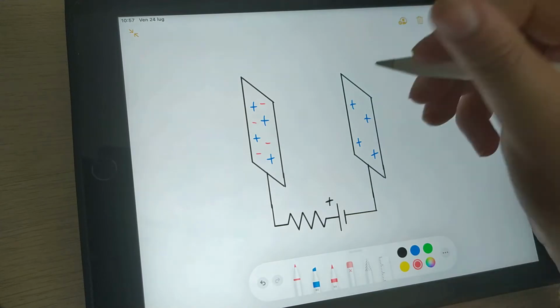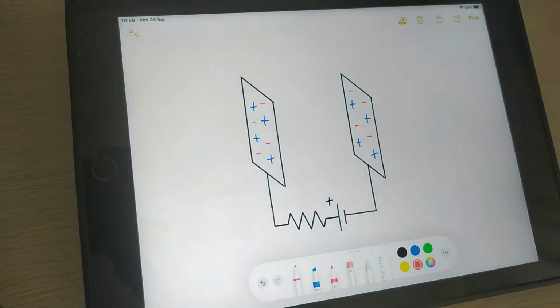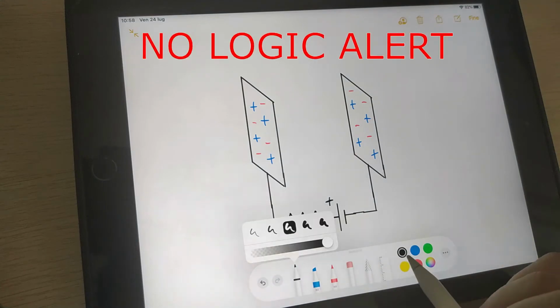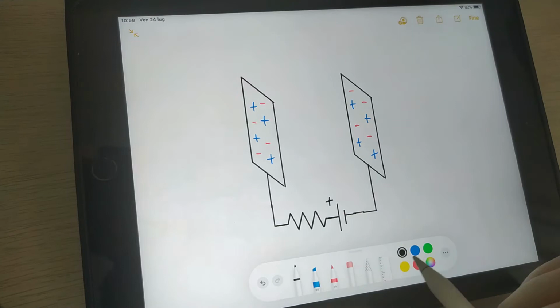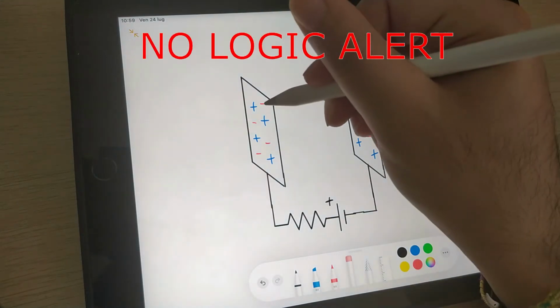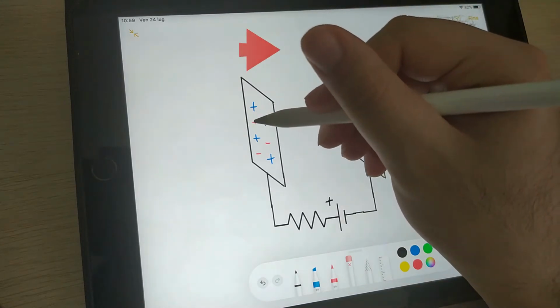In detail, the two plates are originally neutral, but when we apply a voltage, charge starts to flow. By convention, we assume that the flow of charge goes from the positive pole to the negative one, but in reality it is the opposite. So, due to the applied voltage, electrons start to move according to the current.